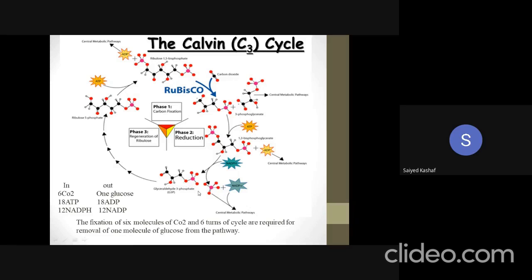So 1 carbon will form the 1/6 part of the glucose, and the 5-carbon compound will come into the regeneration step and form ribulose 5-phosphate. This 1 carbon that comes out here: we know that the fixation of 6 molecules of CO2 and 6 turns of the Calvin cycle are required for removal of 1 molecule of glucose from the pathway. Means here, when we take only one molecule of CO2, then 1/6 part of glucose will be formed, right. Another concept is that when 6 turns are done on CO2, one molecule of glucose will be formed, so we need 6 turns; only then will we get C6, right.